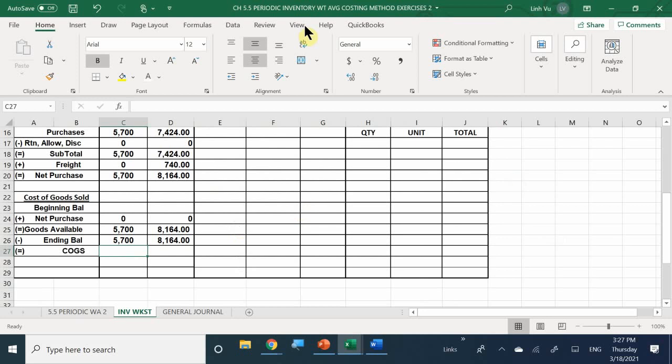So here, ending inventory. Oh my gosh, I did it again. I placed each one in the wrong column. I put everything in the wrong column.